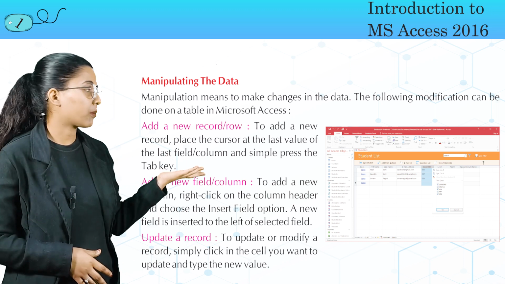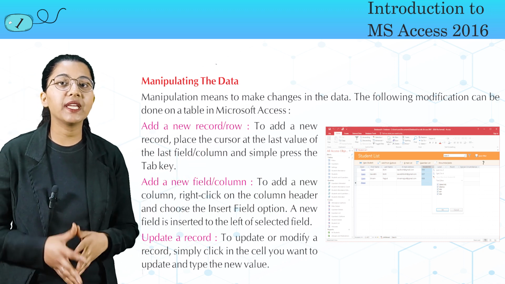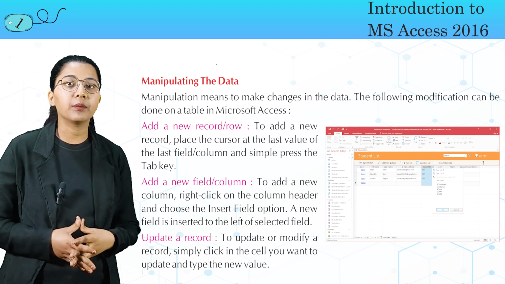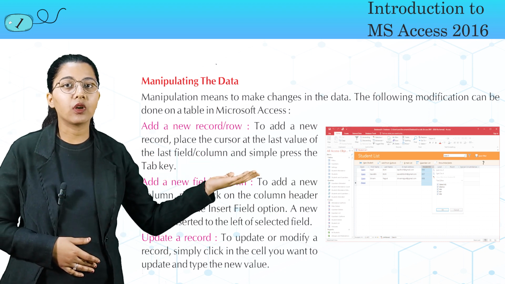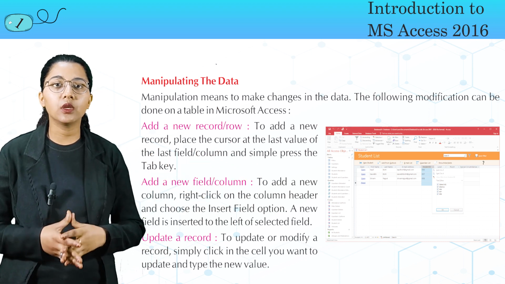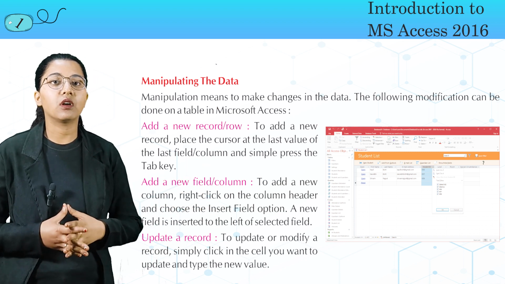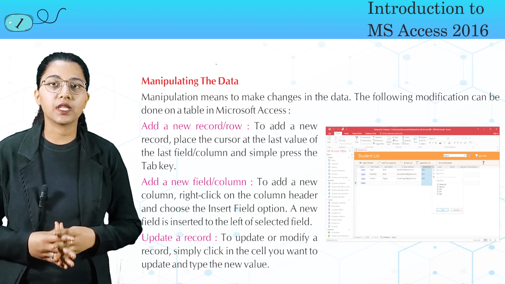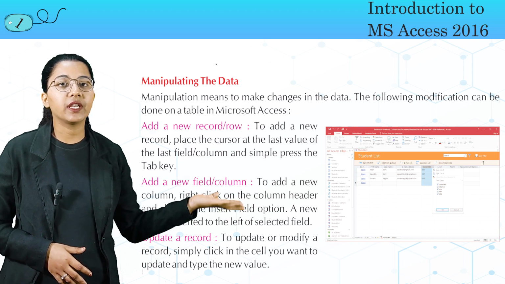Now here our next topic, manipulating the data. Manipulation means to make changes in the data. The following modification can be done on a table in Microsoft Access. First, add a new record or row. To add a new record, place the cursor at the last value of the last field or column and simply press the tab key.